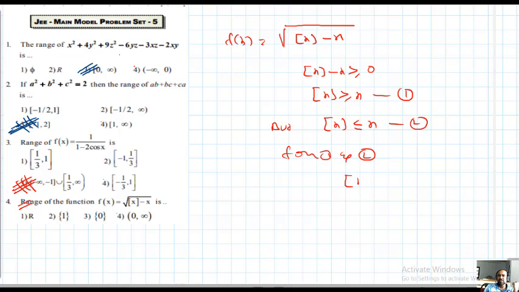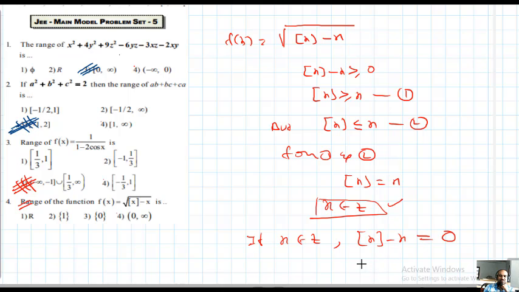From this, I can say that floor x equals x. When floor x equals x, x is an integer. x should be an integer, then only floor x equals x. Now your input is an integer. Now you need to find the output. If x is an integer, then floor x minus x is always 0 only, no?